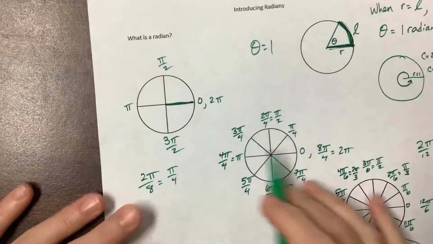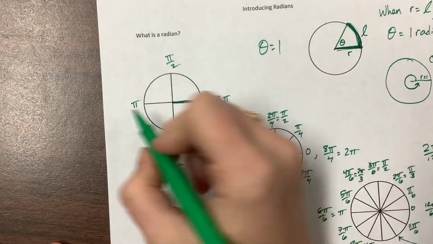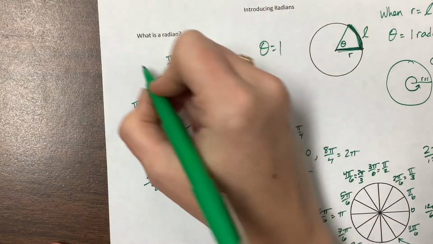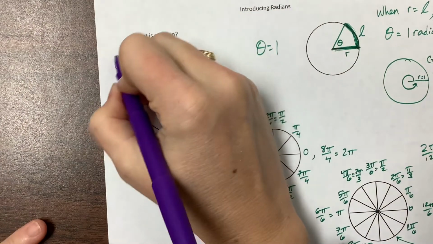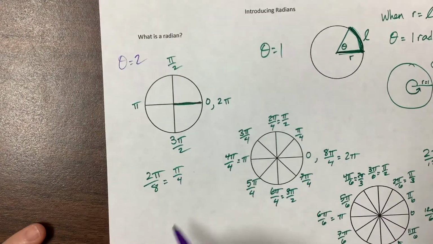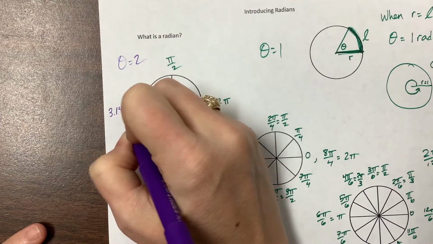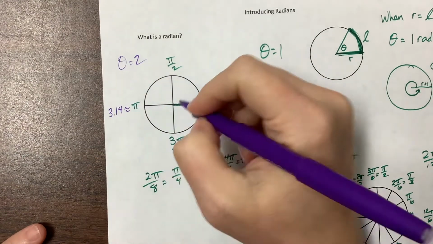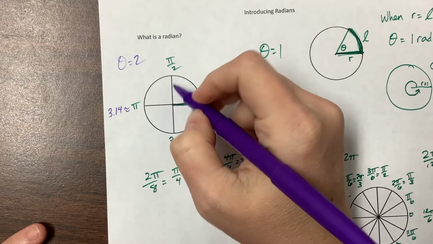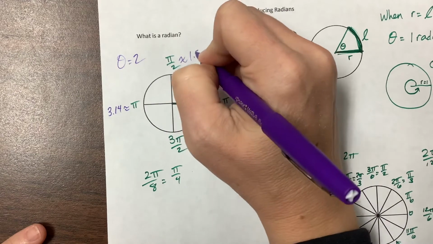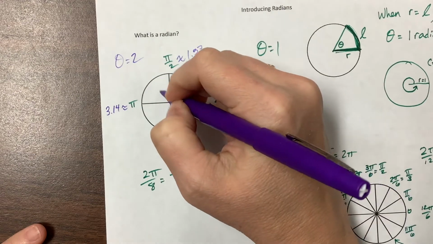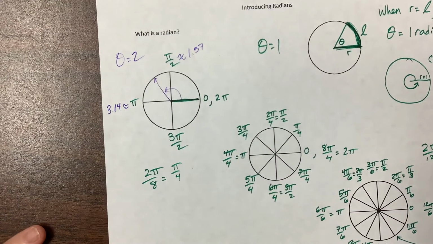And keep in mind, too, let's say I wanted to figure out where theta equals 2 is. Well, this is approximately 3.14, and this would be half of that, so like 1.57. So if I want to find 2 radians, I'm going to be somewhere over here, and it's going to be this angle going like that. So be careful. If it's not labeled, it's implied to be radians.